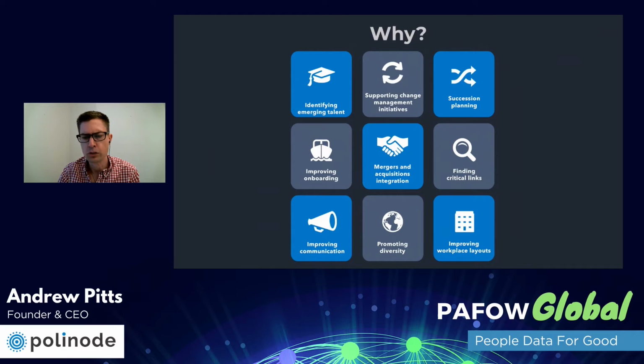As you're bringing two different organizations together, understanding where perhaps they are gelling and communicating strongly and where there might be issues, finding critical links, improving communication, and then a really important one that we've seen a lot of interest in, particularly in the US, promoting diversity and inclusion, and finally improving workplace layouts as well.